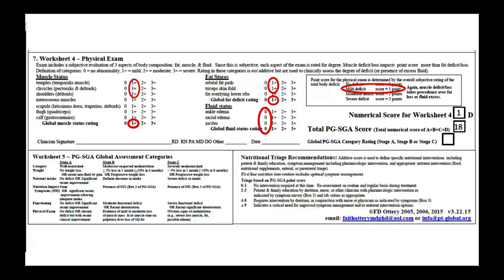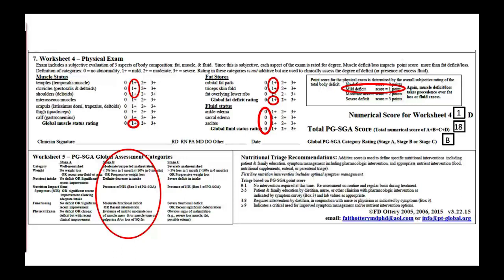There are 3 stages or categories here. Stage A, which means our patient is well-nourished. Stage B, which means our patient is moderately malnourished or suspected to be malnourished. Or stage C, which would indicate our patient is severely malnourished. If you can recall from our example patient, we had weight loss, but it was less than 5%, and there was definite decrease in intake. There were nutrition impact symptoms and evidence of loss of muscle mass in the physical exam. This may indicate to us that we would want to stage the person as moderate or suspected malnutrition. So we put a B in our global PG-SGA category rating.